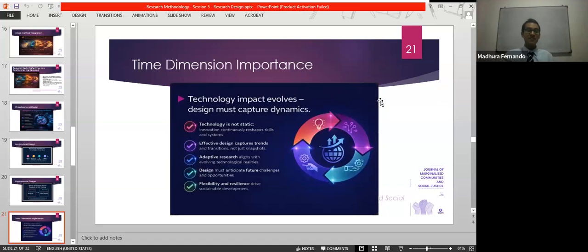So you become a very flexible and resilient researcher. So you are a sustainable researcher. Your knowledge can sustain. You can mobilize your knowledge sustainably. You can disseminate your knowledge sustainably, right? So that is the essence of the research design. Okay.